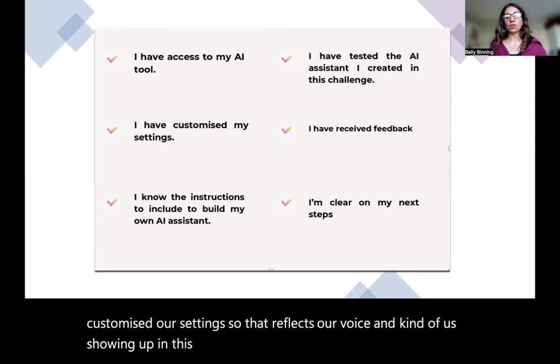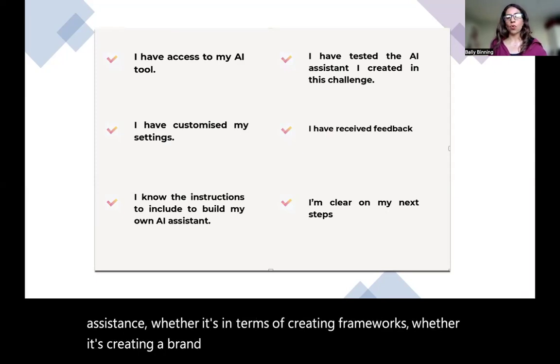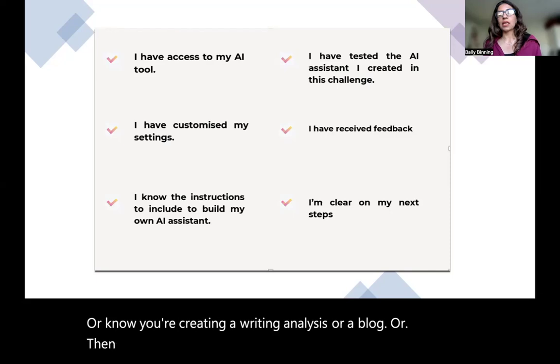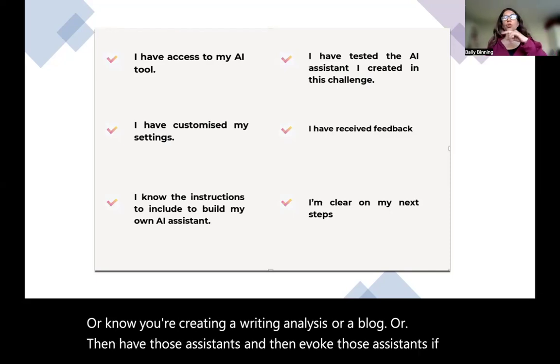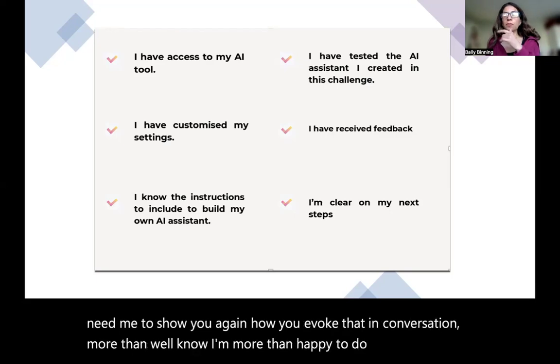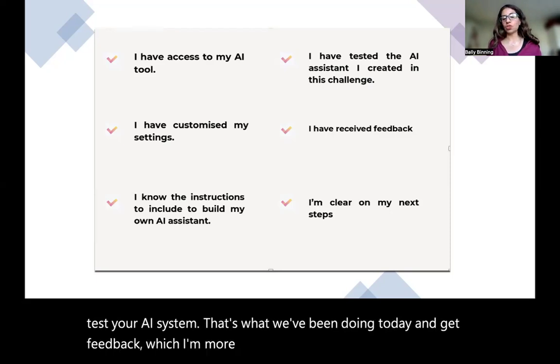And now you have instructions and built assistants, whether for creating frameworks, a brand identity, a writing analysis or a blog. You then have those assistants and can invoke them. If you need me to show you again how to invoke them in conversation, I'm more than happy to do that. You want to test your AI system, which is what we've been doing today, and get feedback, which I'll be sharing with you, and then you know what you're doing next.